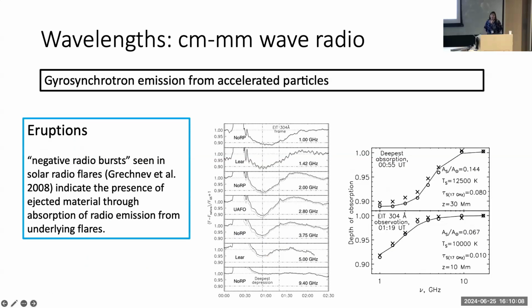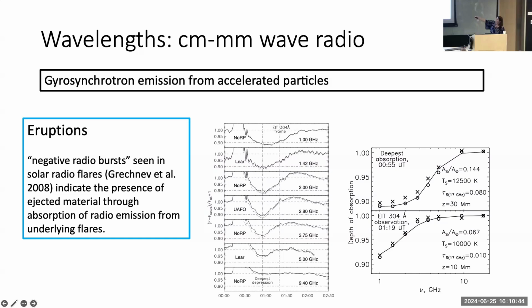Okay, so that was flares. Let's turn to signatures of eruptions at radio wavelengths. This is a little more speculative on the stellar side, and what I'm actually showing is a case from a solar radio flare that observed what were called negative radio bursts. And so you can see here, I apologize, I don't think the people online can see my cursor, but the pre-flare emission is normalized to unity at a number of different frequencies from 1 to 10 gigahertz.